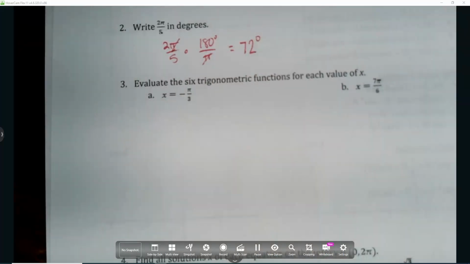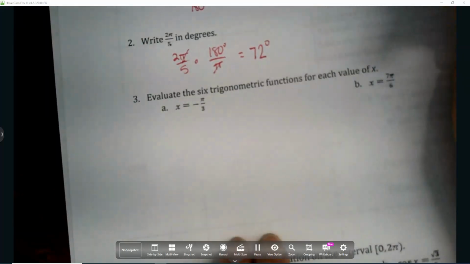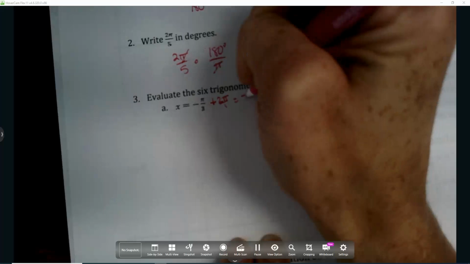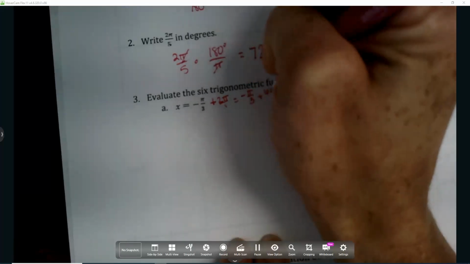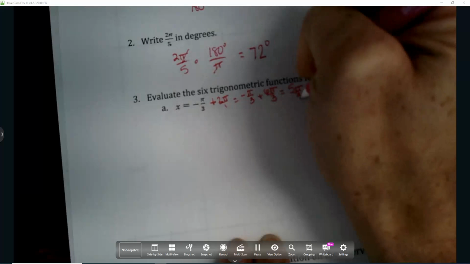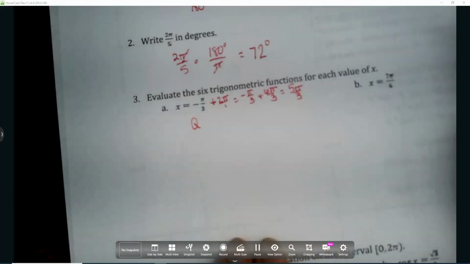All right, this one, I want all 6 trig functions for this x value. So first of all, if I give you a negative, what did we typically do? Okay. So that's like negative pi over 3 plus 6 pi over 3, because 6 over 3 is 2. So that's 5 pi over 3. What quadrant is 5 pi over 3 in?